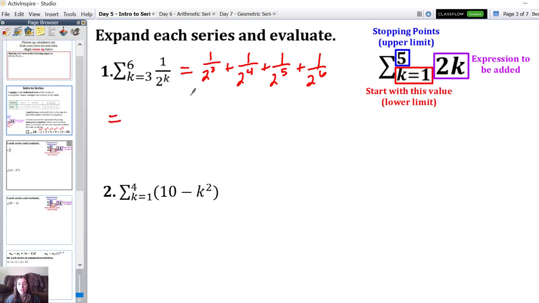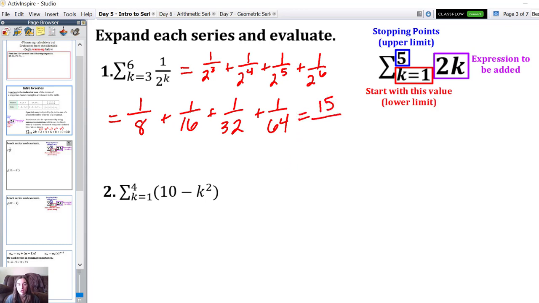From here, we could go to the calculator and figure out what each of these is. Or if you know your exponent rules, 2 cubed is 8, so we have 1 over 8, plus 1 over 16, 2 to the 4th is 16, plus 1 over 32, plus 1 over 64. Now I'm going to go to the calculator and calculate this sum. And making sure it's in a fraction, I end up with 15 over 64. This could also be done by hand if you have common denominators, but we've got a calculator, so we're going to use it.